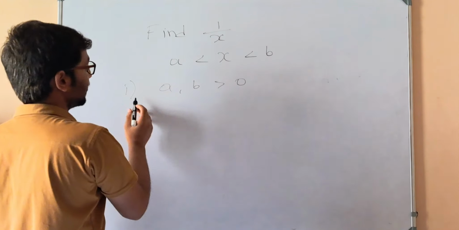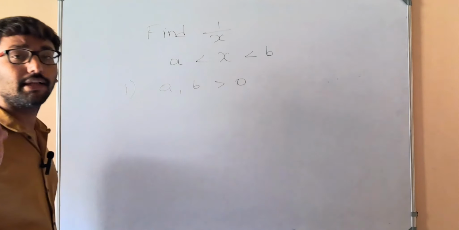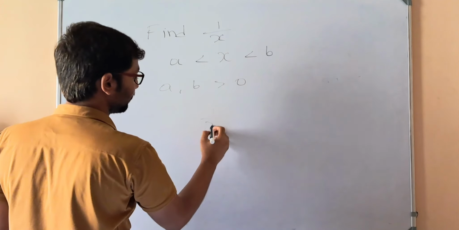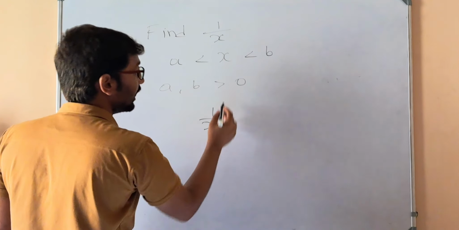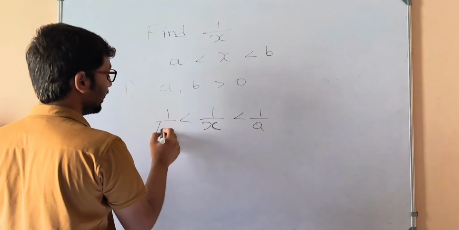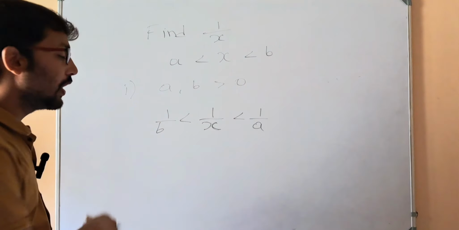The first case is, if a, b both are greater than 0, if both are positive, then what will be 1 by x? We can directly write it as 1 by b to 1 by a.